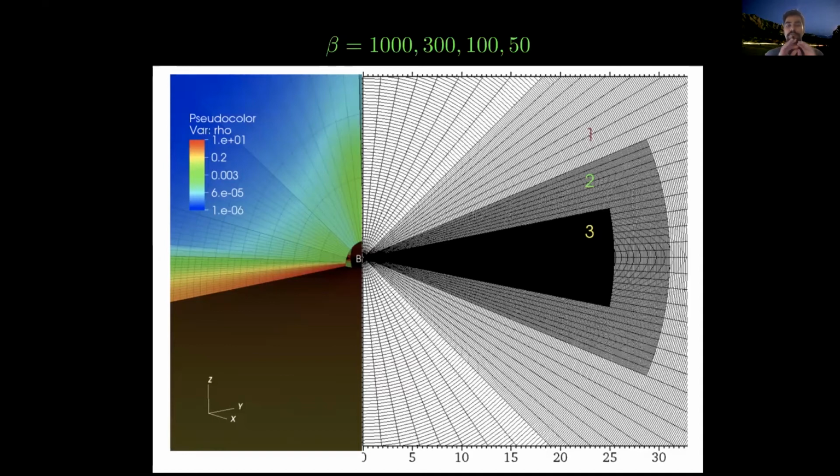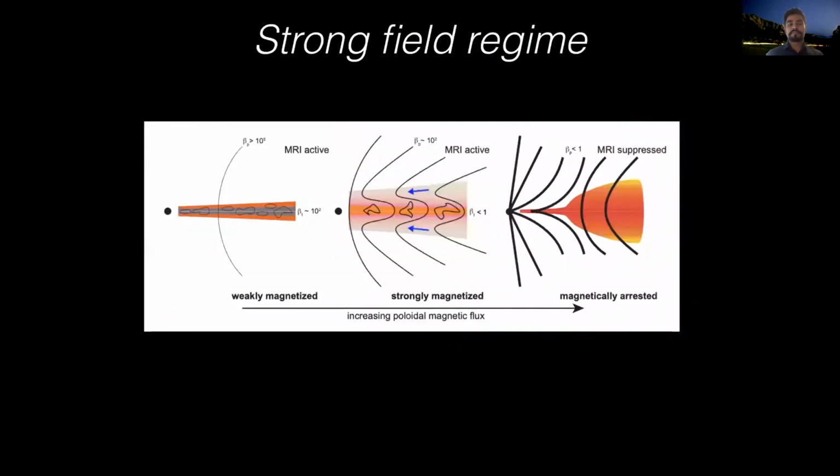This was a full 3D global model with 360 degrees, so you have to resolve the disk. We had effectively 2048 times 1024 times 1024 cells to resolve this particular model. We are in the strongly magnetized regime. The leftmost one here is the weakly magnetized case, and the rightmost one is the magnetically arrested disk. But what we are interested in is the MRI-active one, the middle region, strongly magnetized flow.